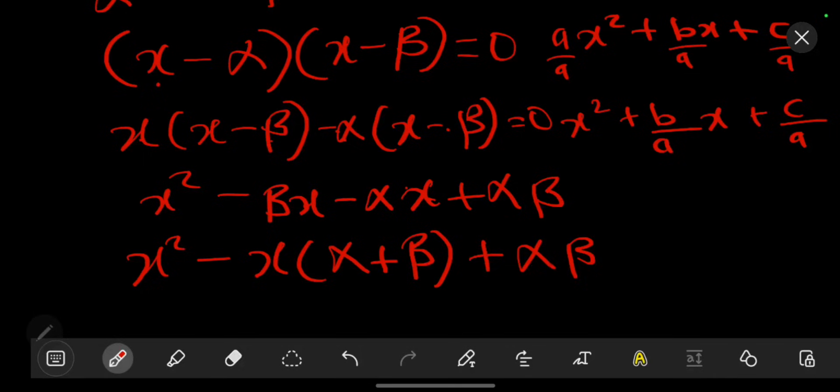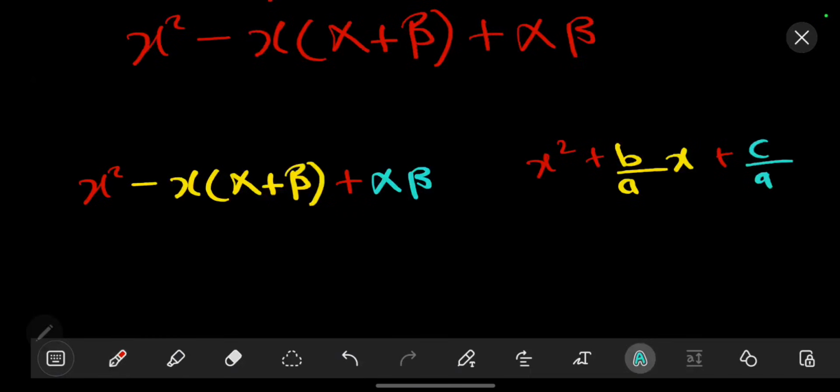Now when you look at this approach, we are going to compare. As we can see, both of these are quadratic equations. When alpha is added to beta, this is the sum of the roots.